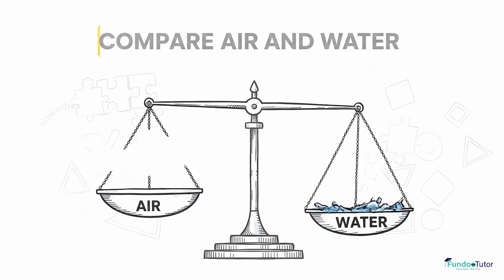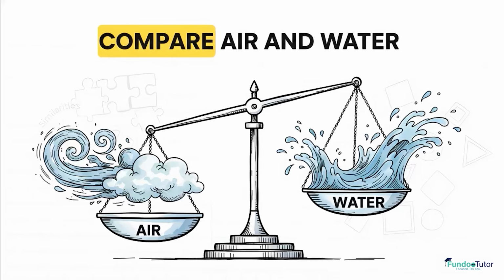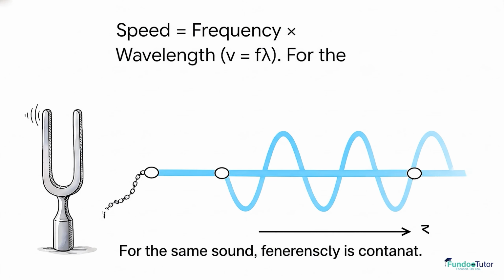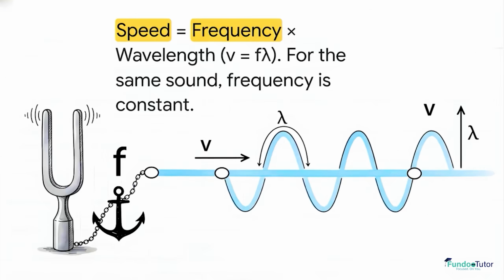Okay, let's step it up a notch and tackle a compare question. This is where you look at two things and talk about how they're related. What's similar, what's different. Let's use a great example: comparing the wavelength of a sound wave in air versus that same sound wave in water. To nail this, we've got to bring out the classic wave equation. Speed equals frequency times wavelength, or v equals f lambda. Now here's the absolute key. We're talking about the same sound. That means its frequency, f, doesn't change, no matter what it's traveling through. So that tells us that speed and wavelength are directly linked.